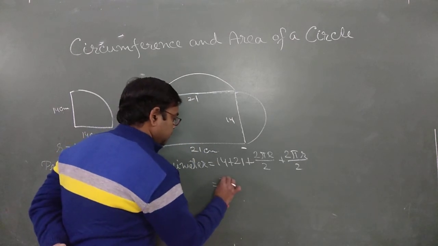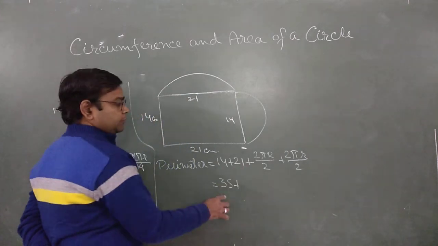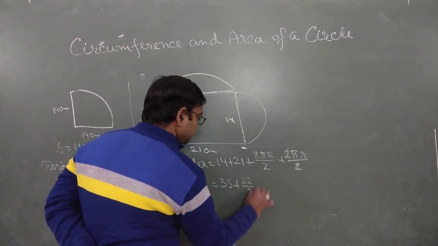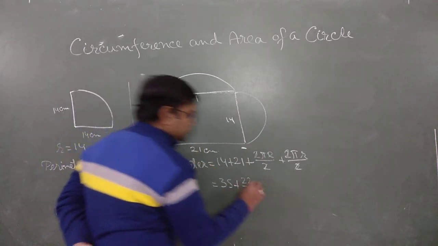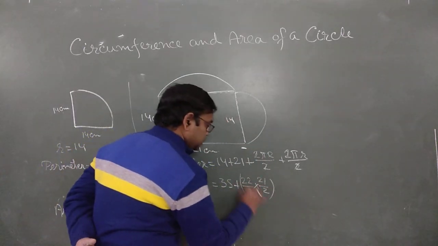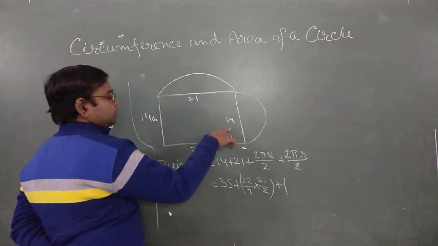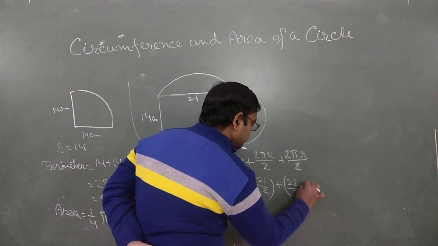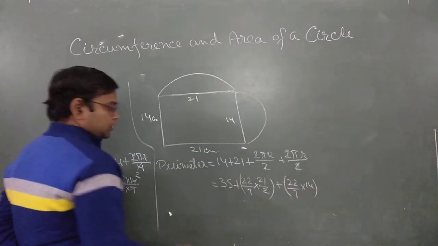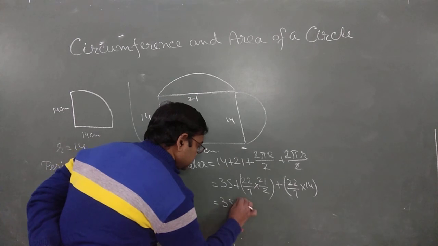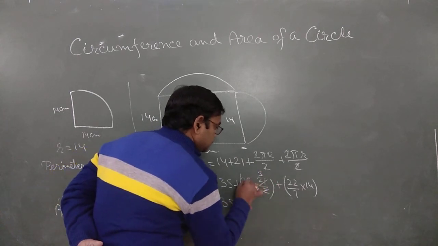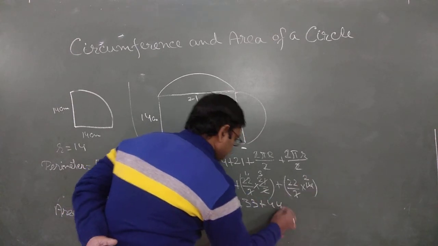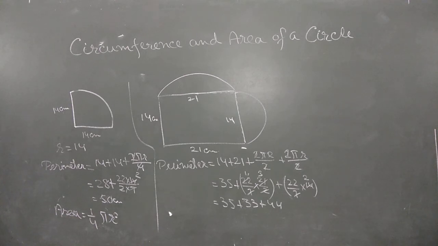See here, it's 35. Now 2 cancels each other. What do we have? We have 22 upon 7 into capital R, which is 21 upon 2. This is the first. And what about this one? 14. So 22 upon 7 into 7. Solve it. 33 plus 22. When you add it, you have the perimeter only.